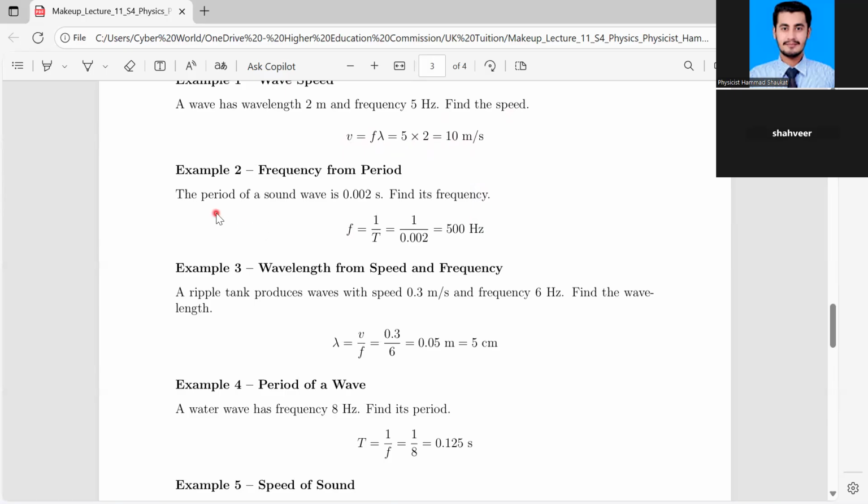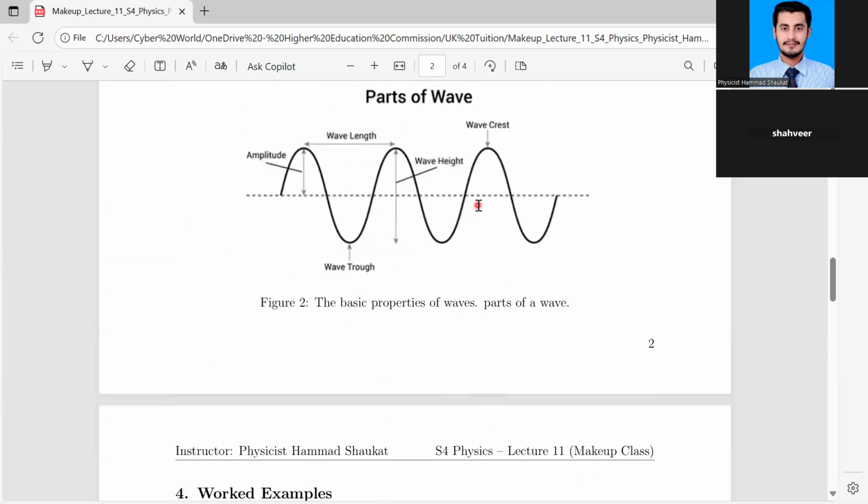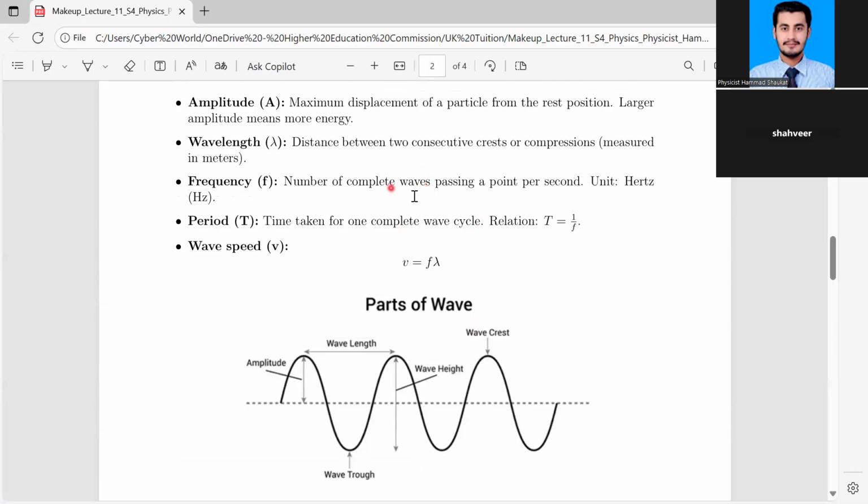Second example: the period of a wave is 0.002 seconds. Period means what value is given? This is time period, and we know that time period is denoted by capital T. What you have to do is find the frequency. The important thing here is the formula for time period. Time period is the reciprocal of frequency. Time period is equal to 1 by f.